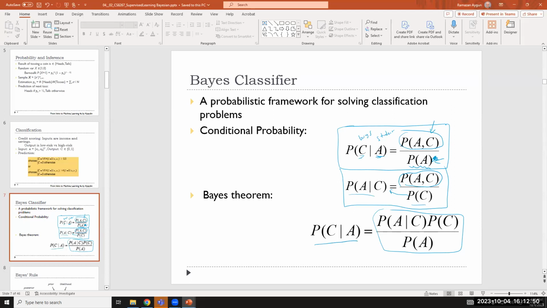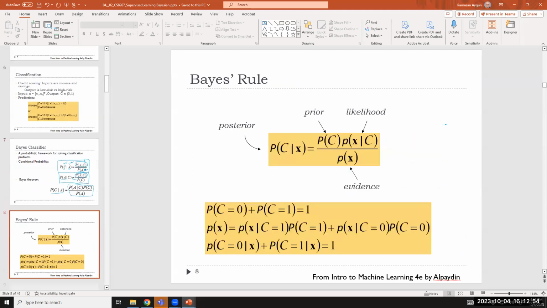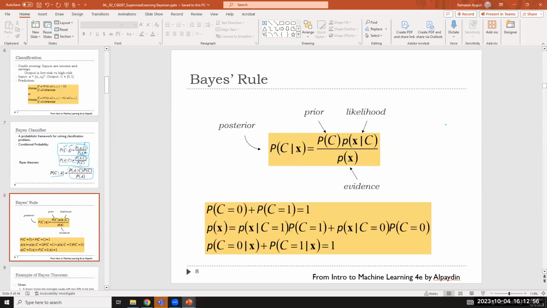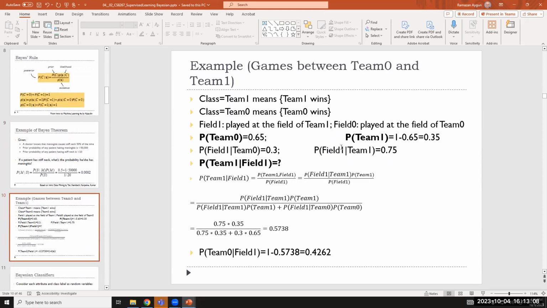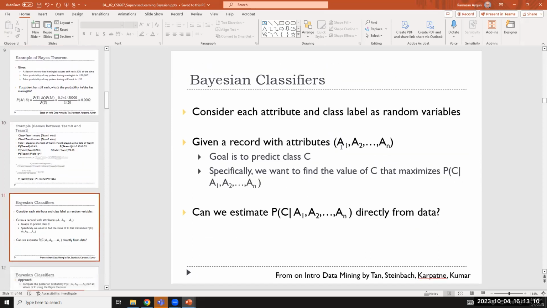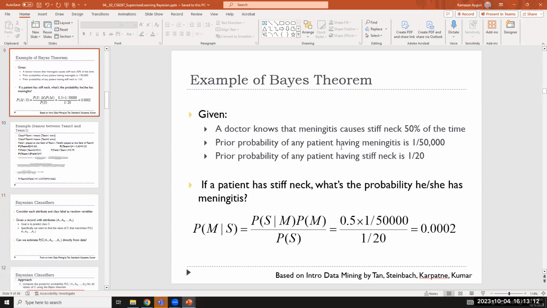So this is the core part. I'm going to give an example, and it's going to be better. This is just a repetition of the same things. So we have the evidence P(x), the likelihood of x for class C, and the prior probability. Let's do this one as a starting point.